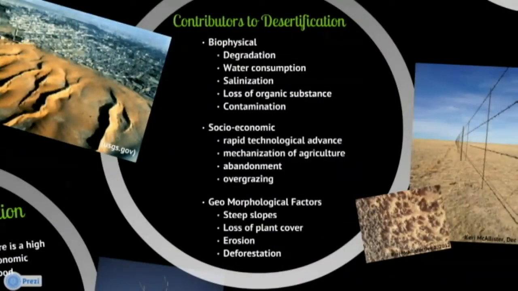To recap, the contributors of desertification include biophysical features, which are degradation, water consumption, salinization, loss of organic substance, and contamination. The socioeconomic contributors are rapid technological advance, the mechanization of agriculture, abandonment of land, and overgrazing. We also have geomorphic factors such as steep slopes, loss of plant cover, erosion, and deforestation.